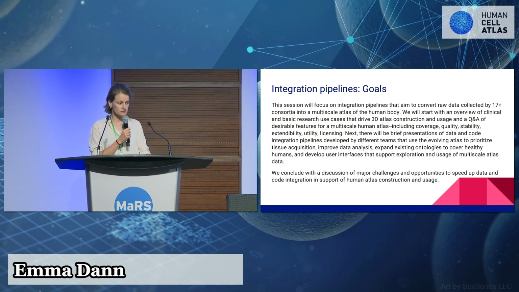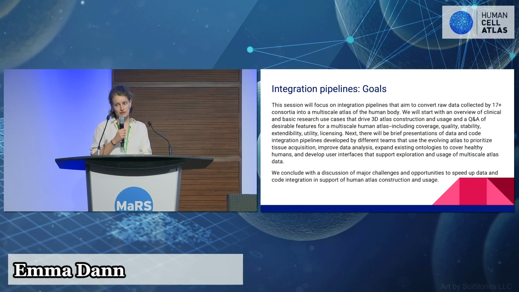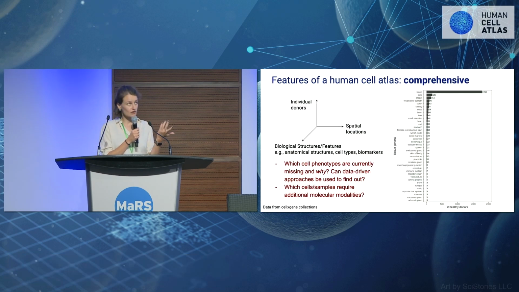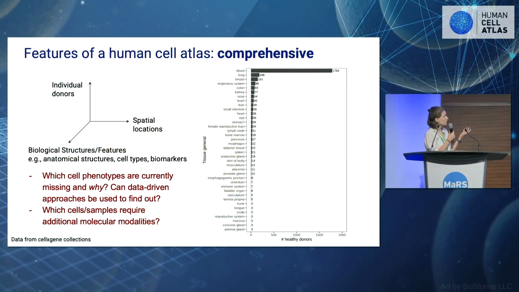And I'll just start by setting the scene. One of the first things that we thought about when we were thinking about integration and integration pipelines is what are the features of a human cell atlas that we'd like to essentially have and that we'd like to use. And the first feature that we could think of was, of course, that we want the atlas to be comprehensive, and comprehensive in terms of many different axes. So one of the axes that we can think of is in terms of samples that we cover.